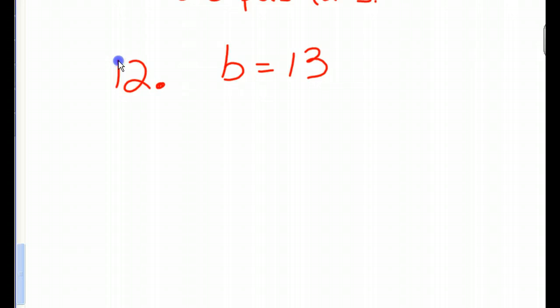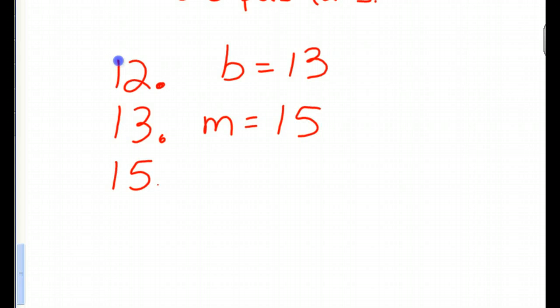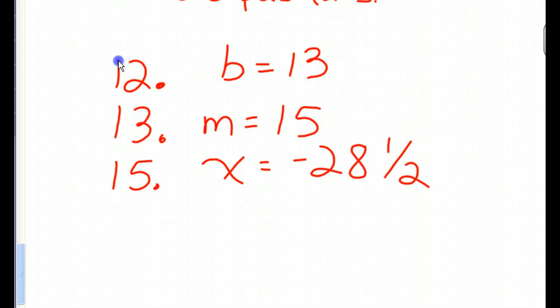Okay, so for the ones on the worksheet that look like they're going to be really difficult to do with the fractions, we're giving you the answers. So that will be number 12, B equals 13. Number 13, M equals 15. And number 15, X equals negative 28 and 1/2. So when you get your worksheet, go ahead and fill those answers in. We're doing this so that you can still color in the picture at the top. So again, this is for worksheet page 3.14.